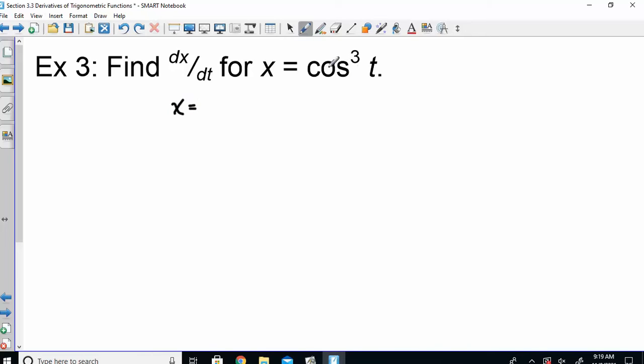Okay, what we have to realize is cosine cubed, this isn't just a polynomial. It's not just an x to the third. So you can't just bring down the 3 and subtract 1 from the power. What this means is cosine t times cosine t times cosine t. So we'll have to do the product rule here, but we have 3 pieces. Product rule says you do one derivative at a time.